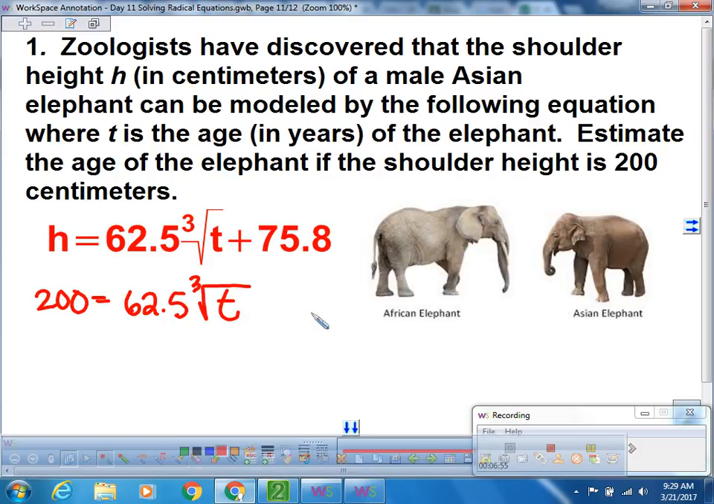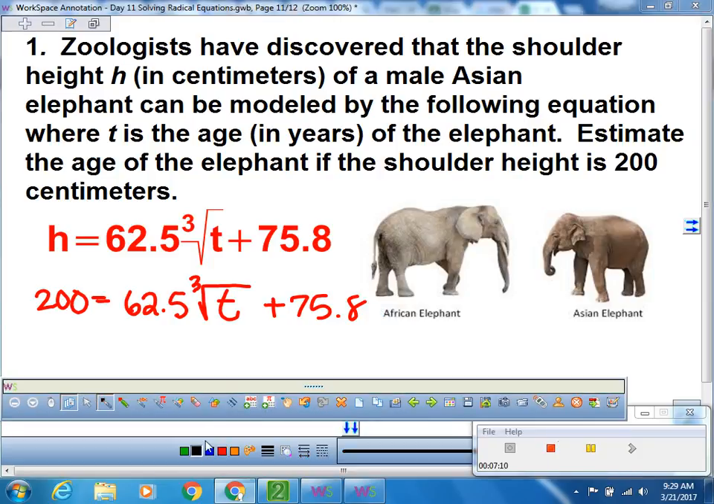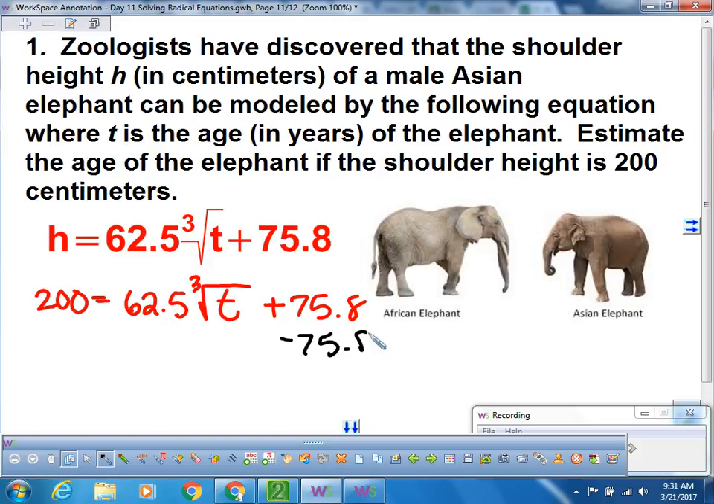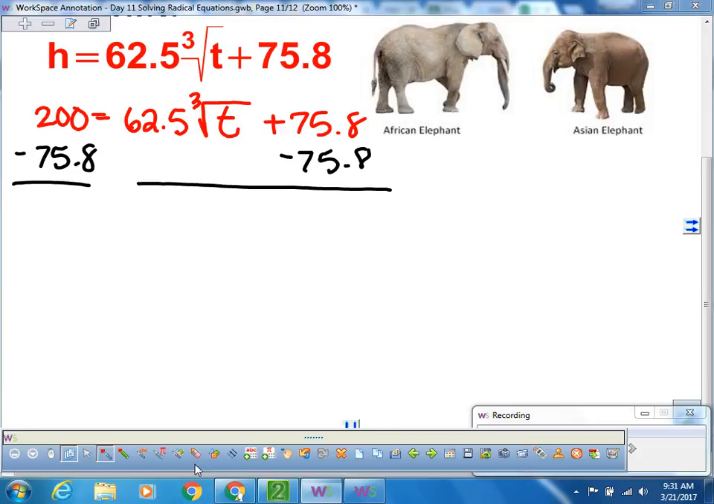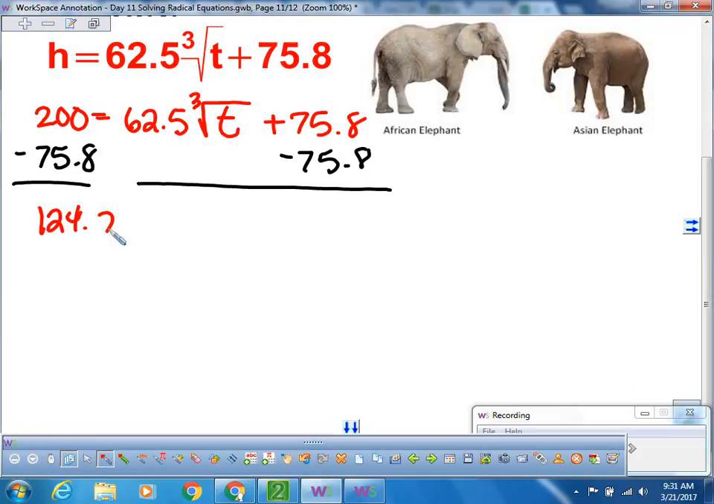It looks like a really crazy problem, but it really isn't. So I'm trying to find t. I've got to isolate t, right? So what's the first thing I need to get rid of? Get rid of 75.8. Somebody put in a calculator for me. What's 200 minus 75.8? How much? 124.2 equals 62.5 times the cubed root of t.